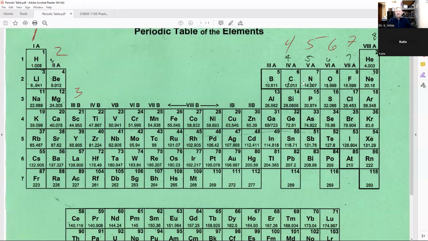Now, if we go all the way over to the right, the column under the number 7, those are called the halogens. Fluorine, chlorine, bromine, iodine are the ones you need to know. And the very last column on the right, underneath the number 8, and I'll explain later in the semester what those numbers mean, but for now, those are the noble gases. Helium, neon, argon, krypton, xenon are the ones you should know. And those are the noble gases.